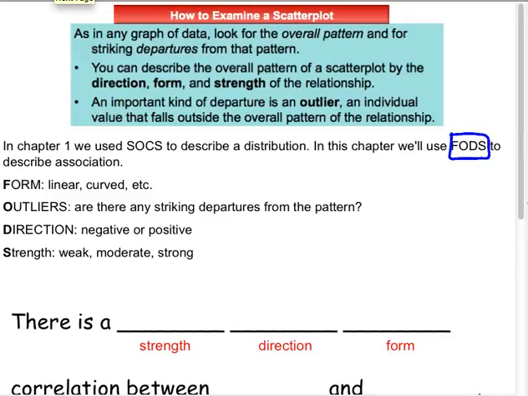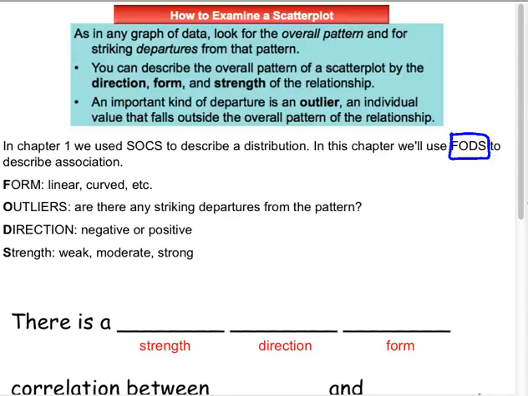The F is talking about the form. Is it taking a linear shape? Is it a curved shape? O is for outliers again. Are there any striking departures from the pattern? D is direction: is it negative or positive? S is strength: is it weak, moderate, or strong? Just like with SOCS, we need to make sure we hit in some way, shape, or form all of these.